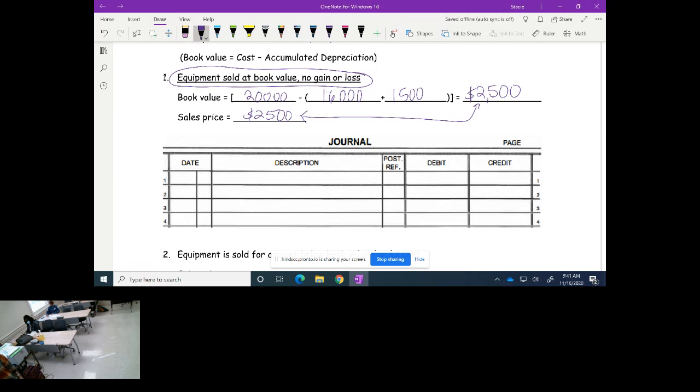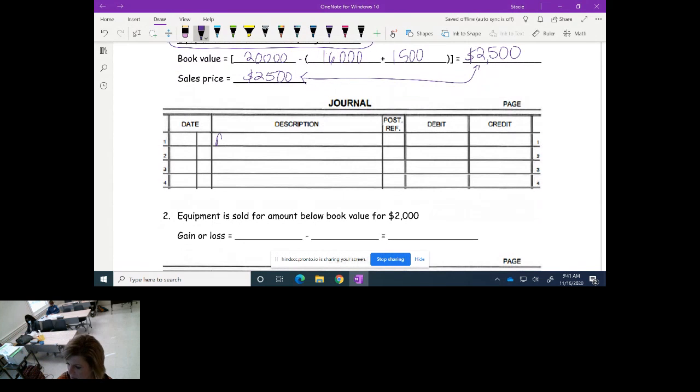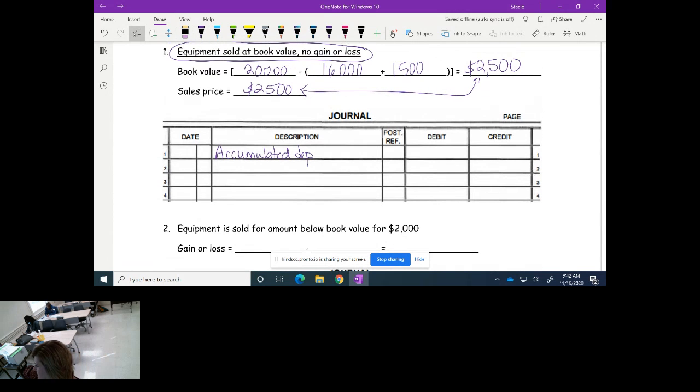Equipment sold at book value. Okay. All right, so in this situation, we would debit our accumulated depreciation for 17,500. We would debit cash because we sold it for cash, $2,500, and we would credit equipment for 20,000. No gain, no loss. Sold it at what it was on the books for.